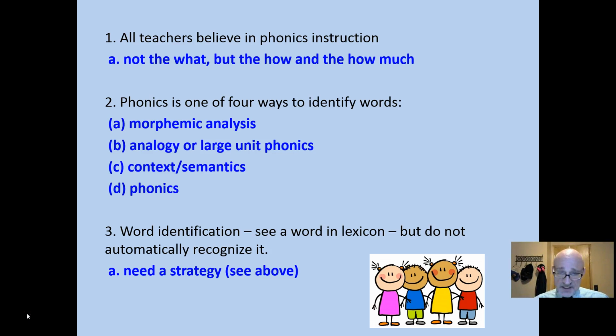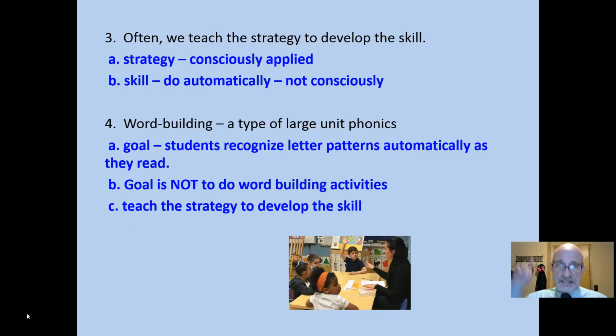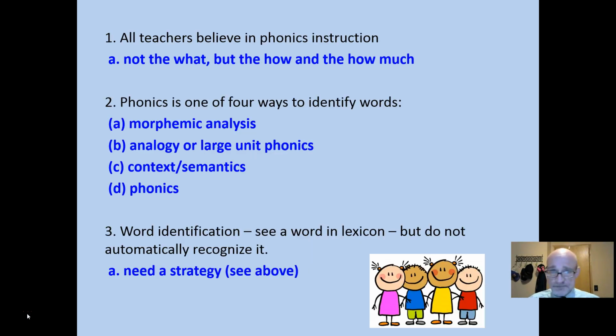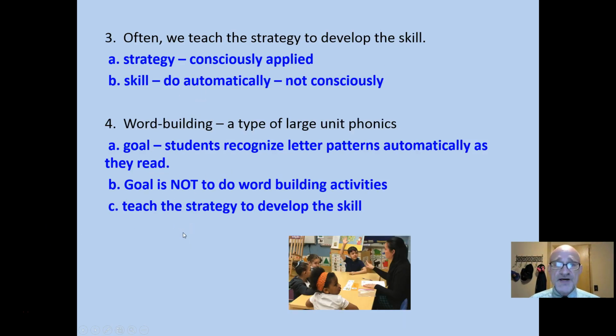Now, word identification is when you see a word, it's in your lexicon, but you do not automatically recognize it. You need a strategy, one of the 4 strategies right there. Now, often in reading, we teach the strategy to develop the skill. A strategy is something you consciously apply. I don't know what that word is. I'm going to do one of those.